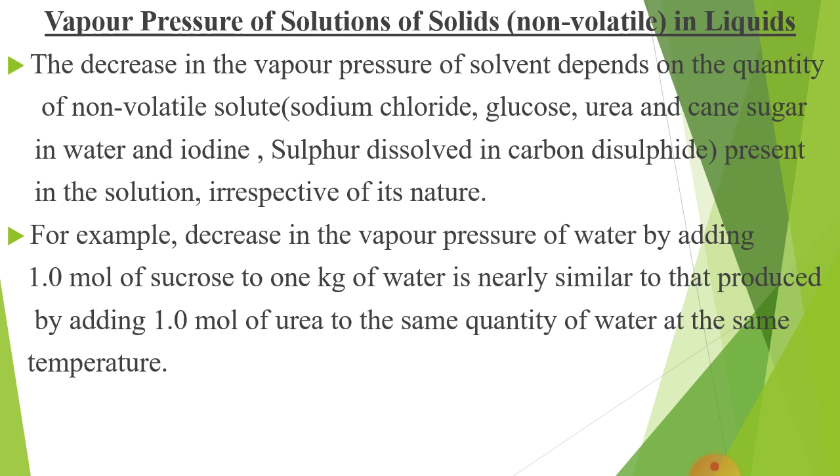To focus on the examples, the amount of water is the same and the amount of solute is also the same. That's why they have the same vapor pressure. It does not depend on which type of molecules you have taken, either urea or sucrose. So this indicates that the vapor pressure depends only upon the quantity but not its nature.